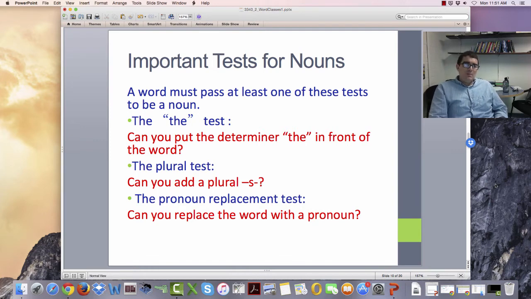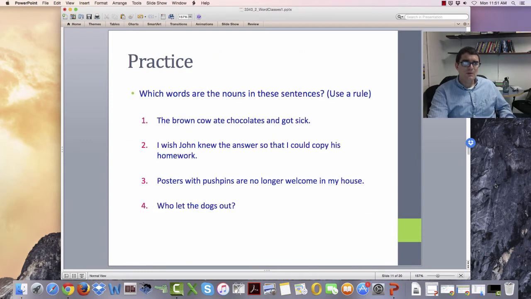The pronoun replacement test: if you can replace a word with a pronoun, then it's got to be a noun. So pronouns are words like he, she, you, I, we, us, them, they. All of those are pronouns. So look at these examples. So which of these words are nouns?